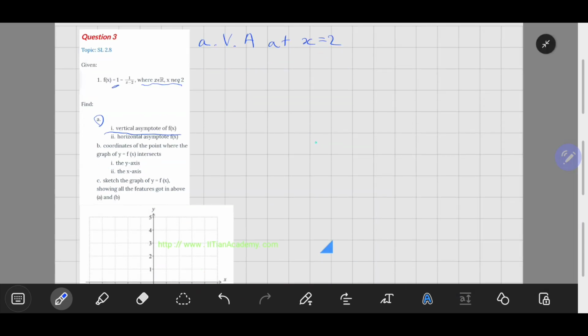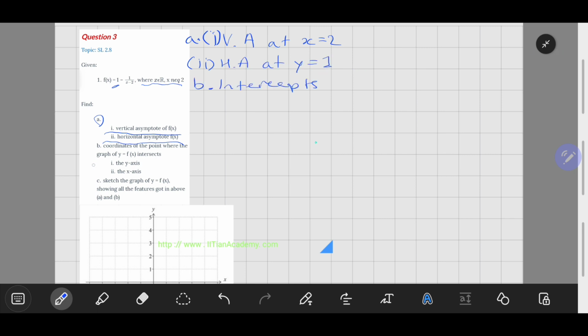Now for part II, we are asked to find the horizontal asymptote. To find the horizontal asymptote, first we look at our function, and we can see that for our second term, as x approaches positive or negative infinity, this term gets very small, and so we can say that our horizontal asymptote should then be at our constant term here, which is y is equal to 1.